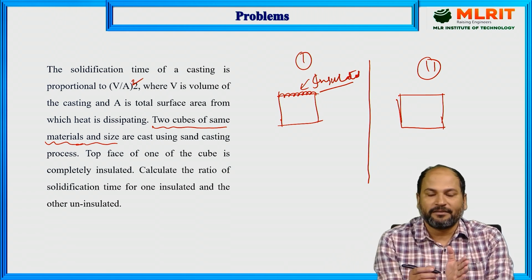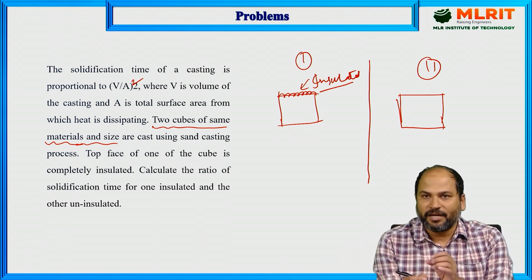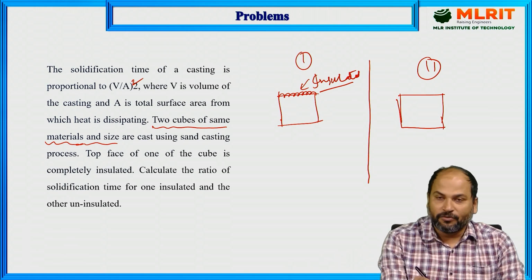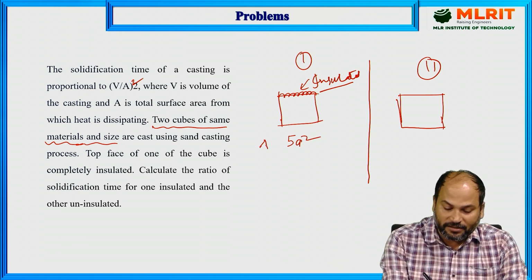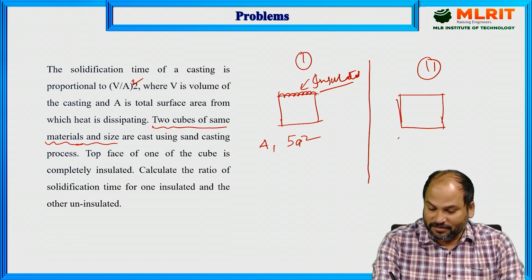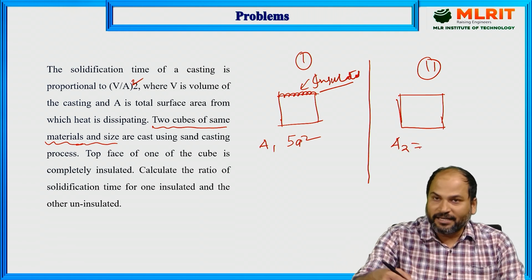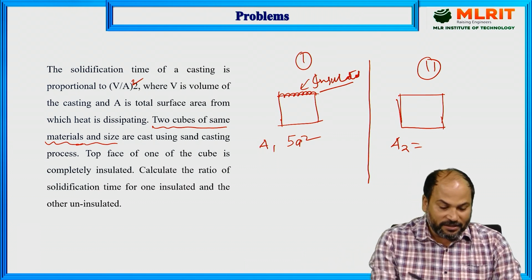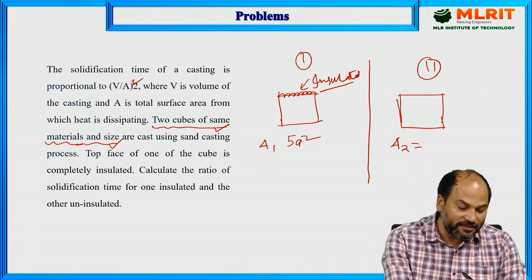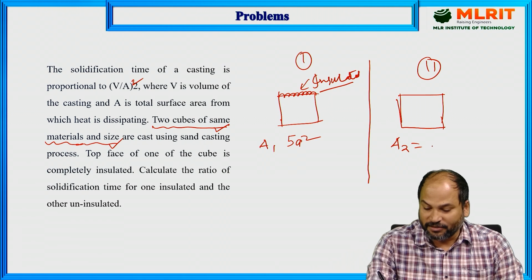So the area of 1 square will be a square if the side length is a. So 5 parts are now left, because one part is insulated. So the total surface area will be 5a square if we are taking this as A1. And this cube, which we are taking as A2, has 6 parts and all 6 are squares. In the problem it is given that both have the same material and same size, so this A2 will simply be 6a square.